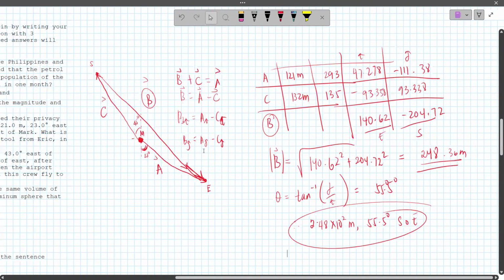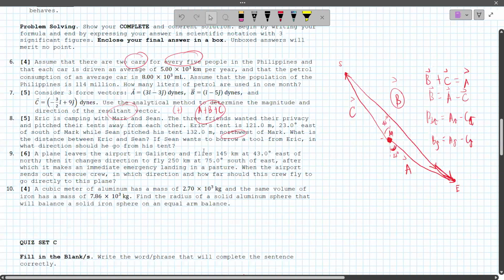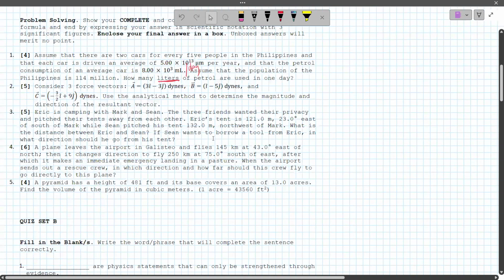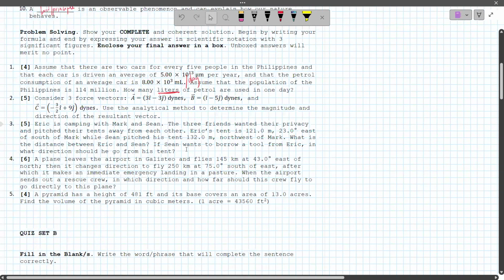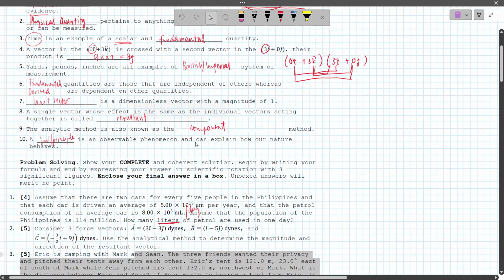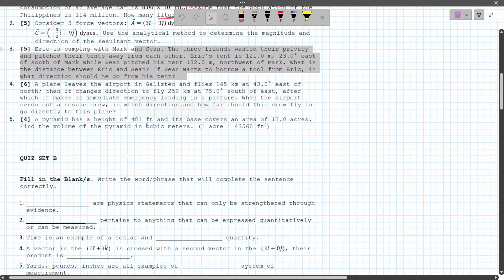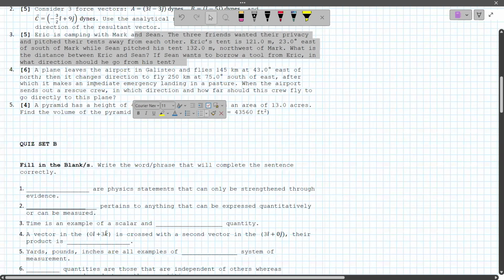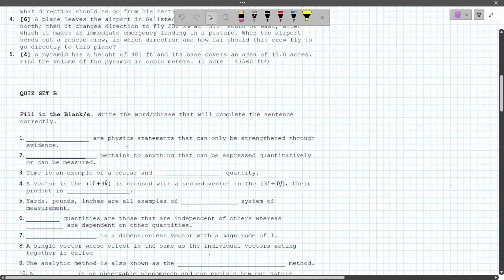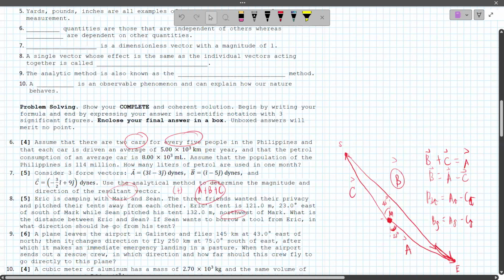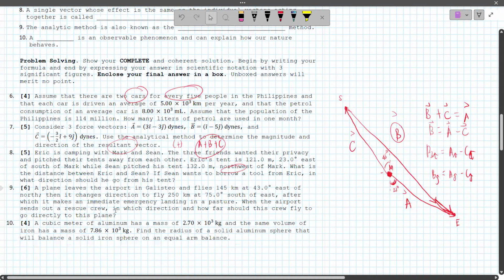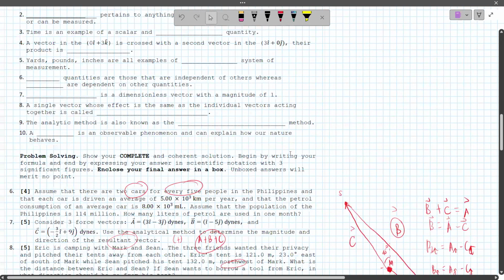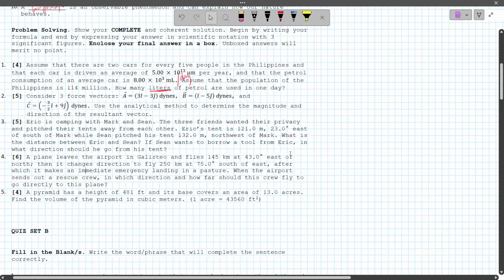Then let's go to number four. Okay. Same lang din naman dito, no? It's the same with this one. Okay, so we now go to a plane leaving the airport in Galisteo. So same question siya for set A and set B. Ang pinagkaiba lang nila ay yung last item. So let's solve the number 4.